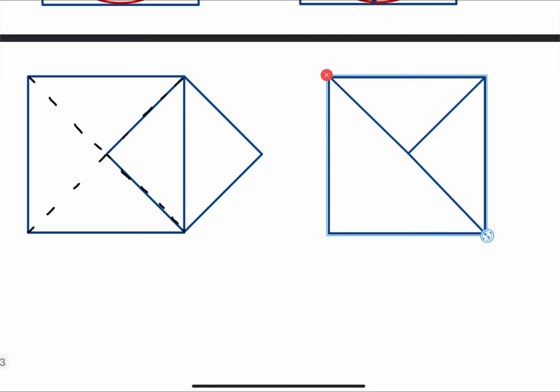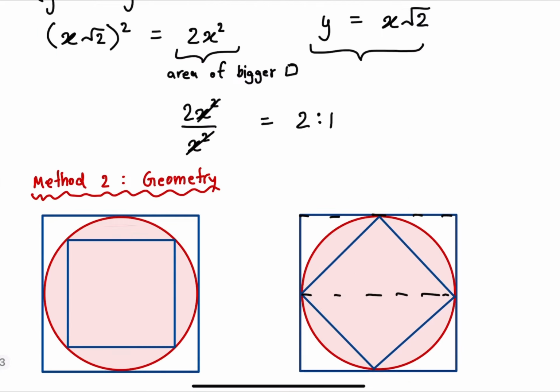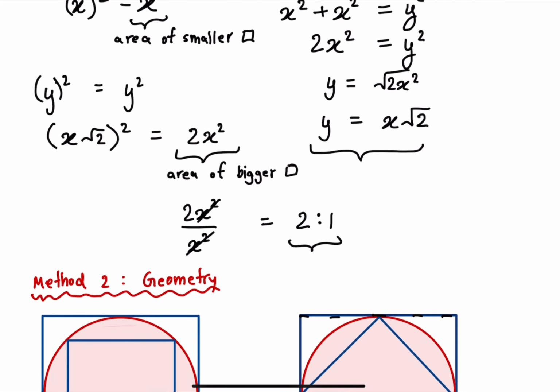In the end, the figure would look like this. And now you can clearly see that the smaller square is equal to half of the bigger square. So the smaller square is exactly half of the bigger square. So we can write that down as 2 to 1, because the bigger square is exactly double the smaller square, which is exactly what we came up with in the previous method.